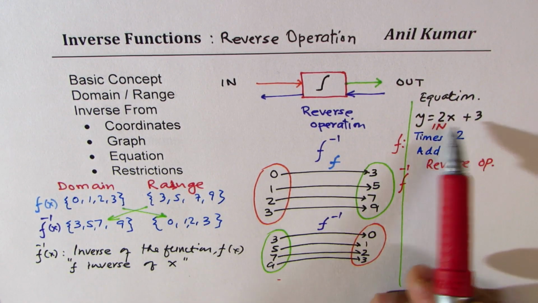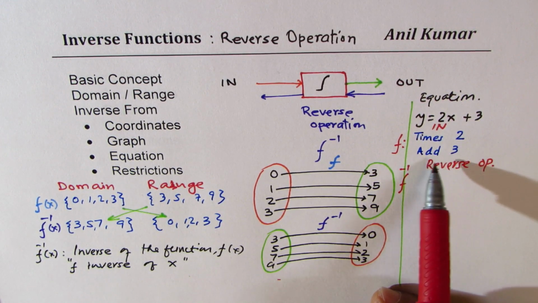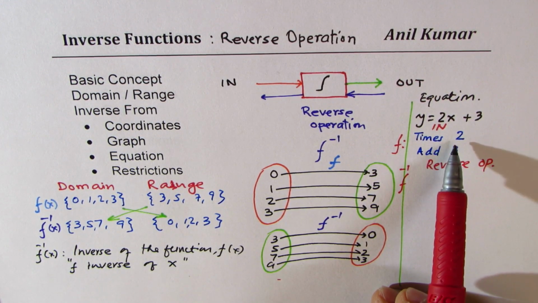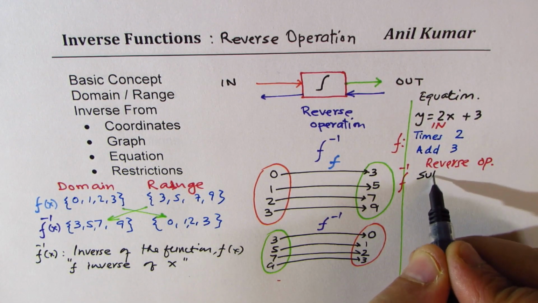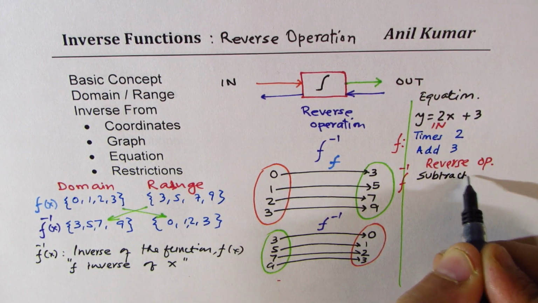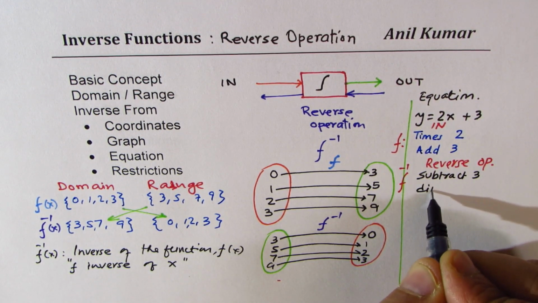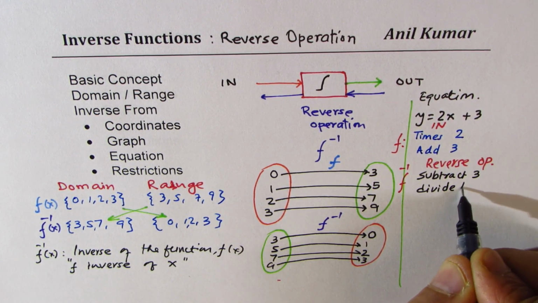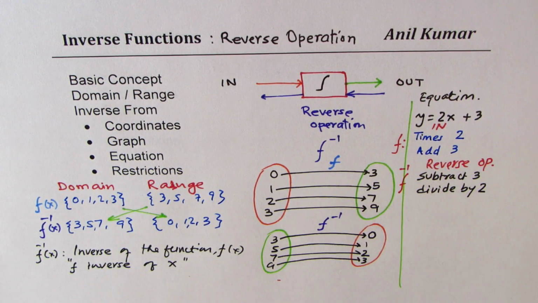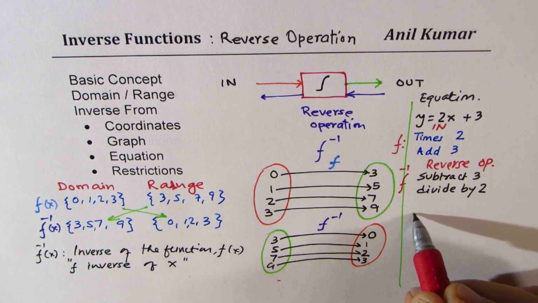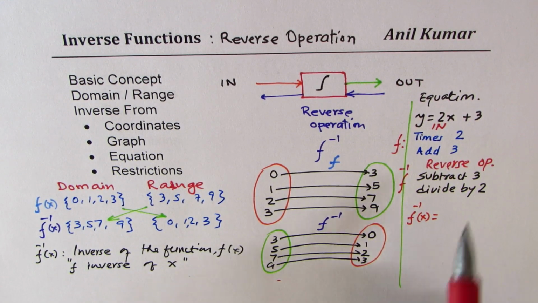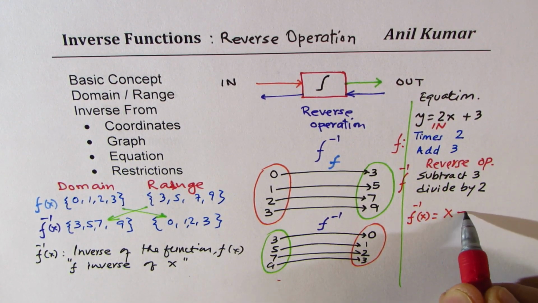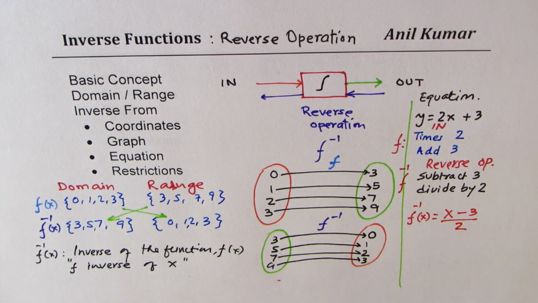Reverse operation will be subtract 3 and divide by 2, right? So subtract 3, divide by 2 becomes the reverse operation. So we could actually write the inverse of this function as x minus 3 divided by 2.